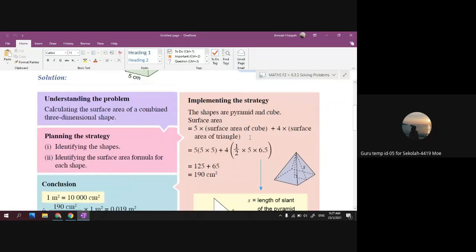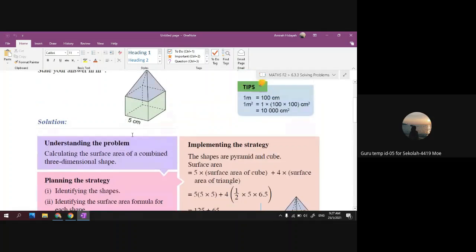Okay, to answer a problem solving question, firstly you need to understand the problem. So what does the question want us to find? It wants us to find the surface area of a combined three-dimensional shape. Maksudnya total surface area this whole object lah. Gabungan antara piramid dengan cube ni.